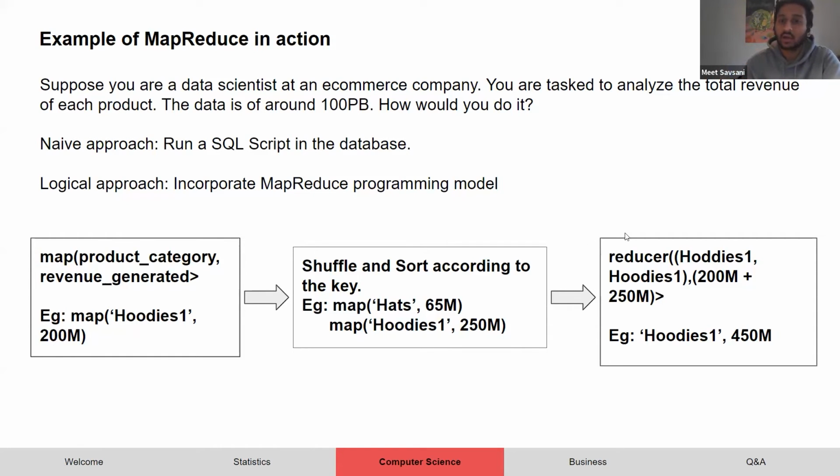And after that, the reducer function would aggregate all the similar keys into one. So for example, you have a reducer function of hoodies1, and you have two instances of hoodies1. So you're aggregating hoodies1 and you're getting the total output. So now you know that the hoodies1 product category has produced around 450 million of output. This is just a glance at how the MapReduce function works. But if you try to implement it, it's a very complex process. And the fundamentals are quite clear, but implementation is difficult.